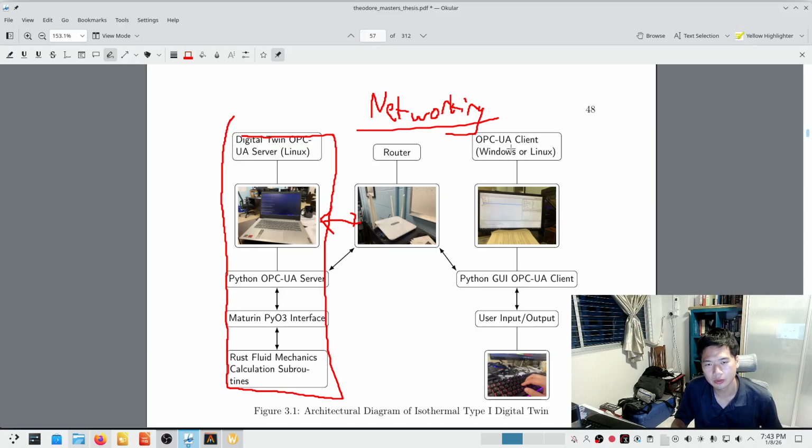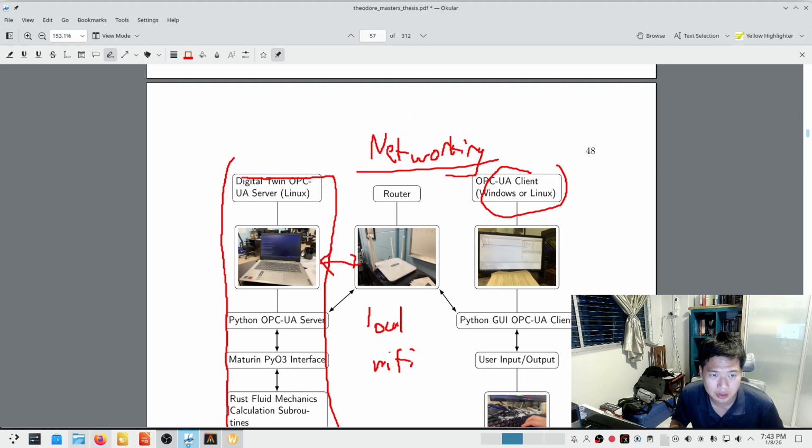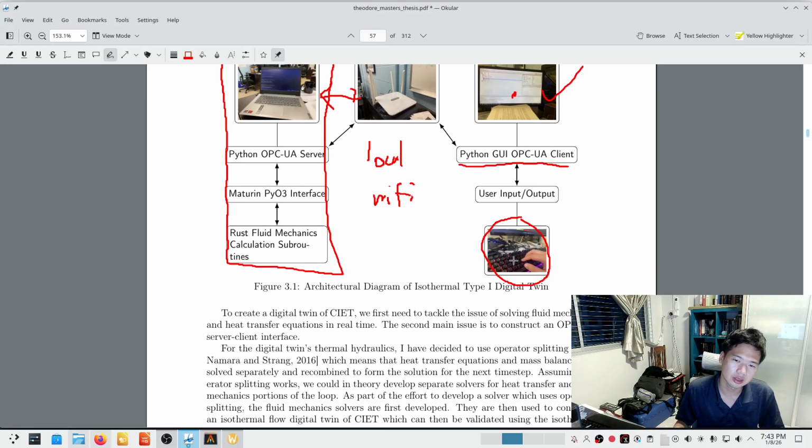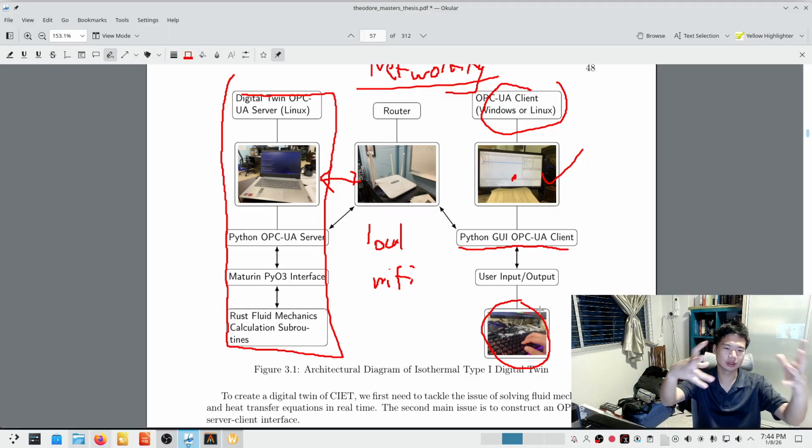And then the OPC UA client. The OPC UA client is just going to take information from this server through the router. So this is like a local Wi-Fi system. It is taking information from this server, and this client is a totally different computer, and it uses a Python OPC UA graphical user interface client. The input and output you can just key in through the computer, on a different computer. So this is the whole setup I was going for.